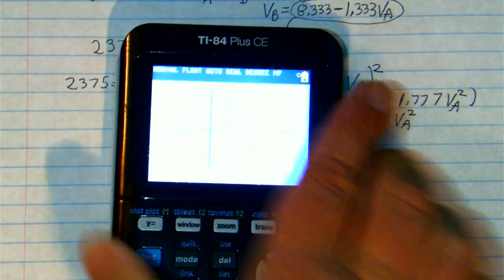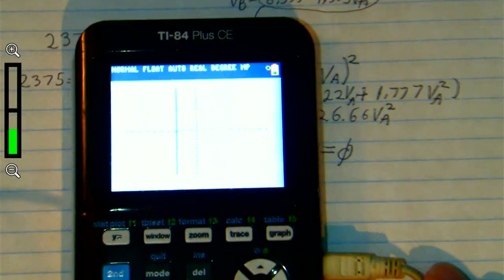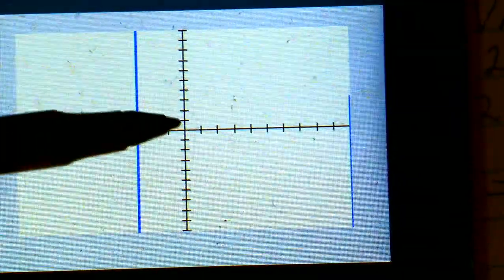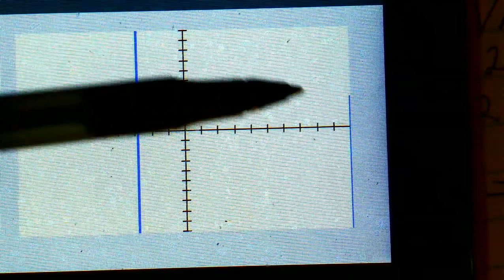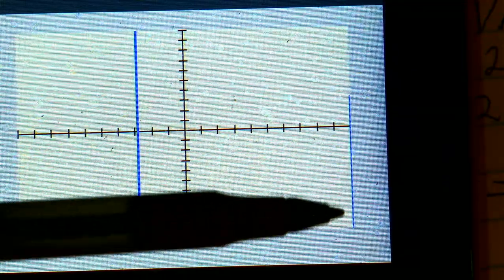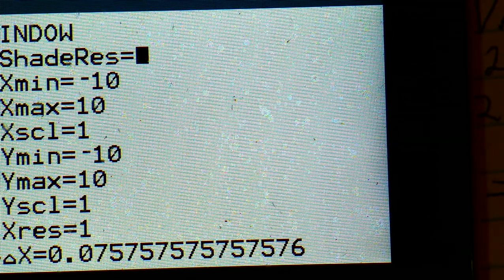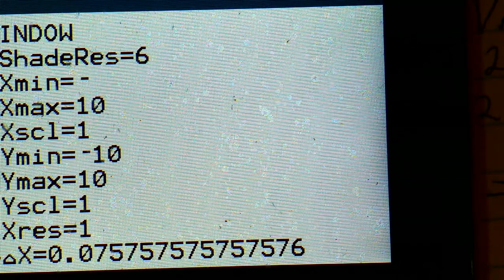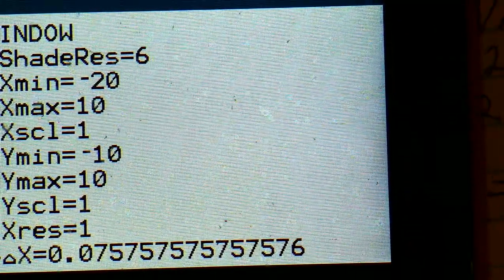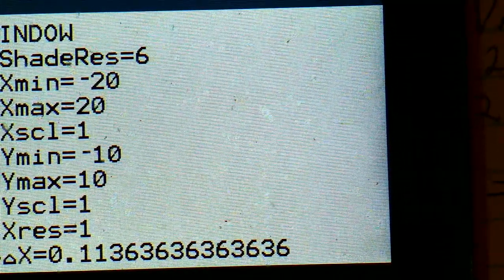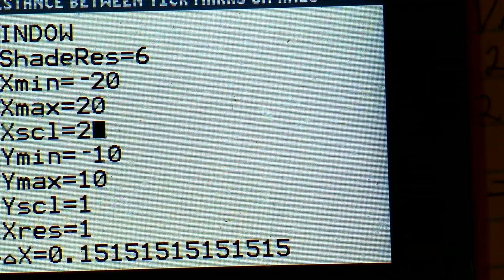Well, when I try to graph it, I see a vertical line to the left of the origin. And I say, oh, I think here's a vertical line just coming up on the very edge of my screen. So I'm going to change my window. Let's go from negative 20 to positive 20 by 2's.